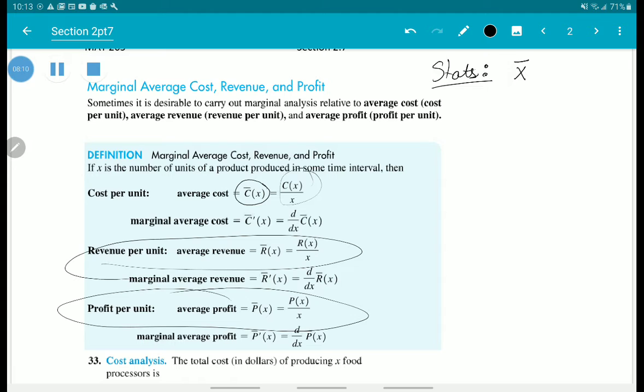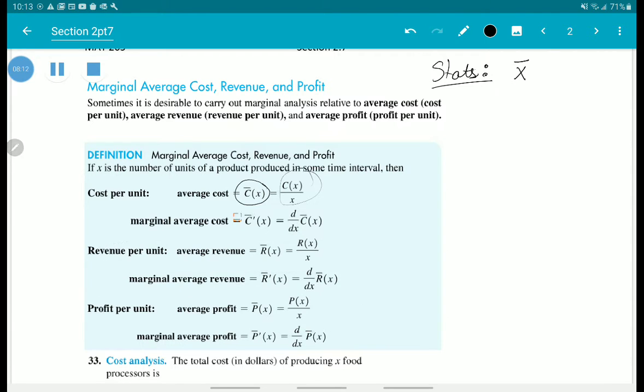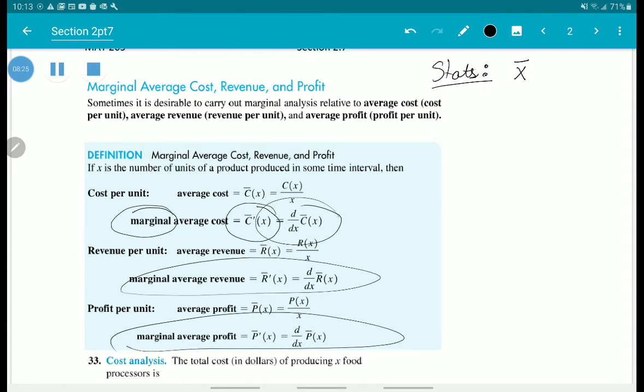Now, if we want marginal average cost, so what is that instantaneous rate of change in that average cost? Marginal means derivative. So you're just going to take the derivative of that average cost equation. Same thing would be true with revenue and with profit. You just take the derivative of that average revenue or that average profit.